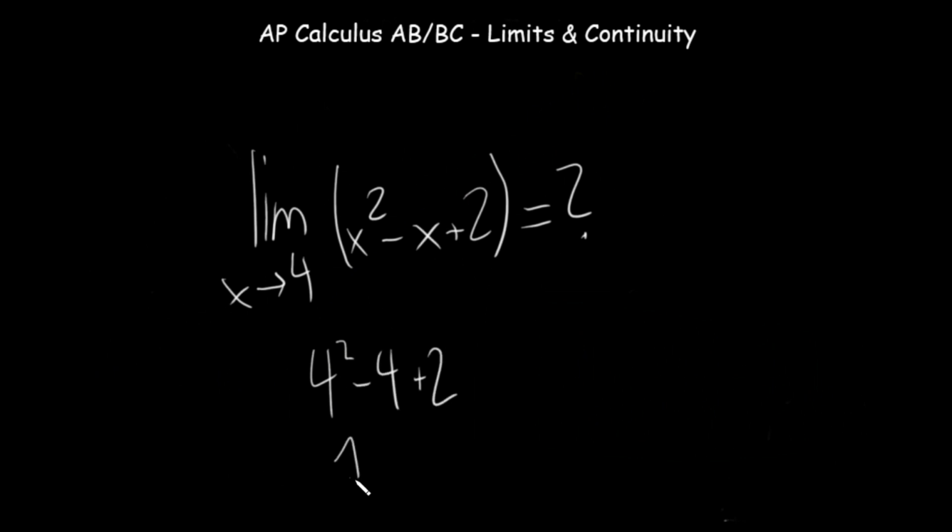You have this 16 minus 4 plus 2. 16 minus 4 is 12, plus 2 is 14. So this would equal 14. So it's pretty simple here. The substitution method just basically says that you just plug in the x value, which is 4, and then you just plug it into this function right here, because you can just solve it that way.